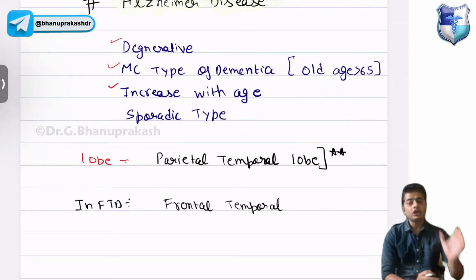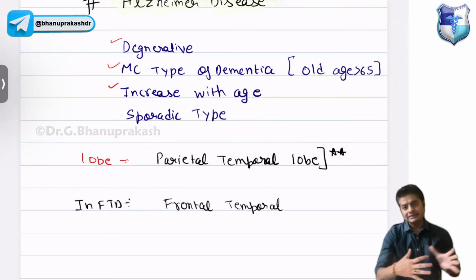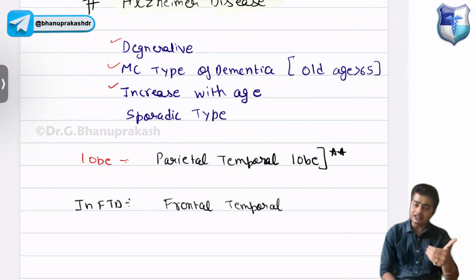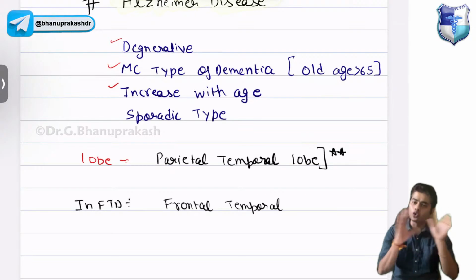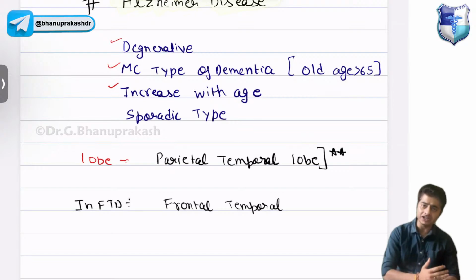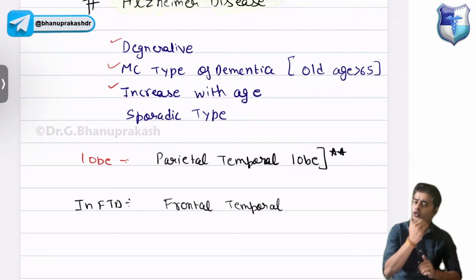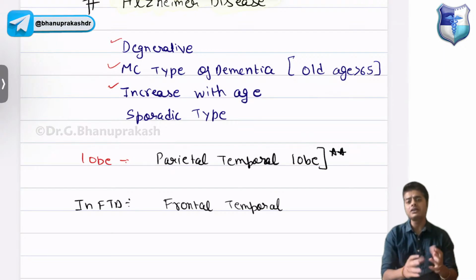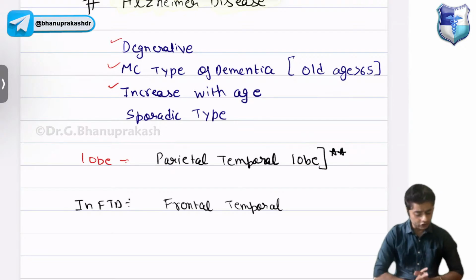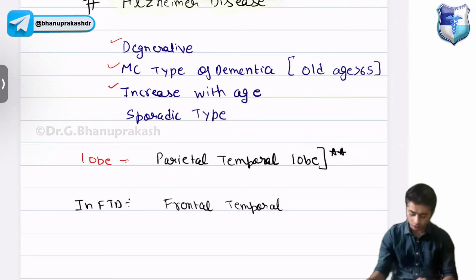But in Alzheimer disease, the main two lobes affected are your parietal and temporal. And as the disease progresses, it can go to the frontal lobe as well, and it can go global. Initially it will be the parietal and temporal lobe. After disease onset, after 5 to 6 years, it can also go to the frontal lobe, and after a few more years, it can spread to all the lobes of the brain. So initially, the main two lobes affected in Alzheimer disease are the parietal and temporal lobe.